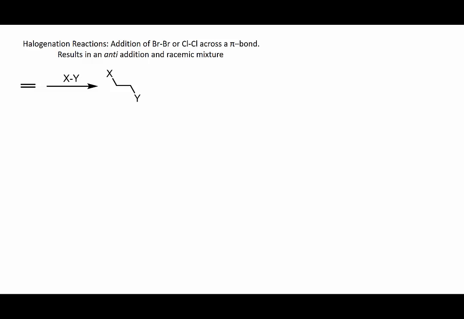The next reaction we're going to talk about is the halogenation reaction, where either bromine or chlorine is added across a pi bond. This results in an anti-addition and a racemic mixture. So if we take our standard electrophilic addition, in this case we're going to add just a halogen, again bromine or chlorine. Fluorine reacts too violently while iodine reacts too slowly, so we have the sweet spot of bromine or chlorine, and this gets added to either end of the pi bond here.